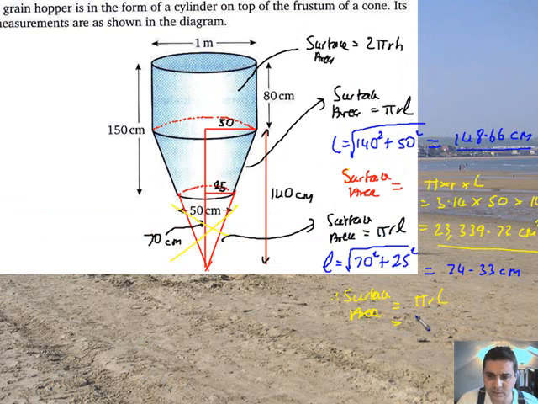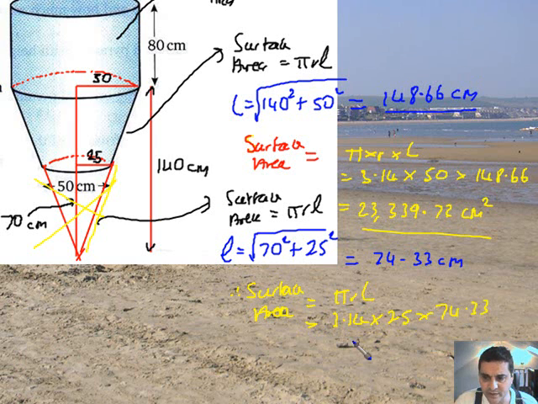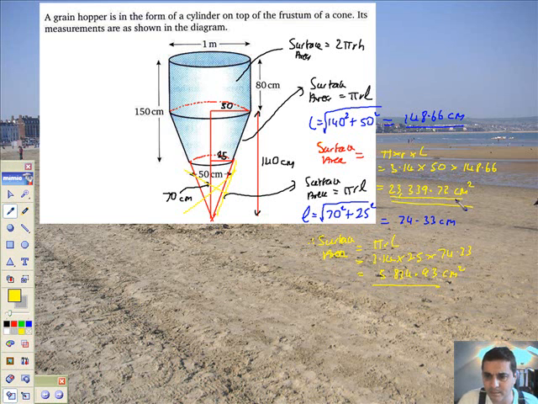Again, it's a different L, so it's 3.14 times a radius of 25 multiplied by the length from there to there, which is 74.33, and that gives us 5,834.93 centimetre squares worth of surface. So I can now subtract the two values. I can subtract this one, oops, it should have been black, subtract that one and that one to give me just the area of the frustum there.